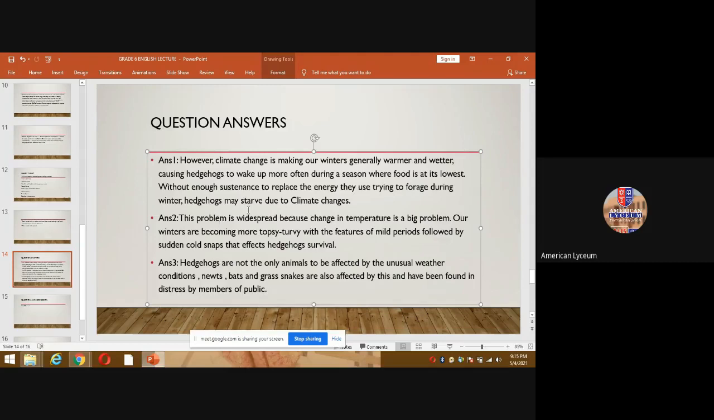Okay, so you can take a screenshot if you want. Okay, next we have looking closely. What effect does the opening paragraph have?